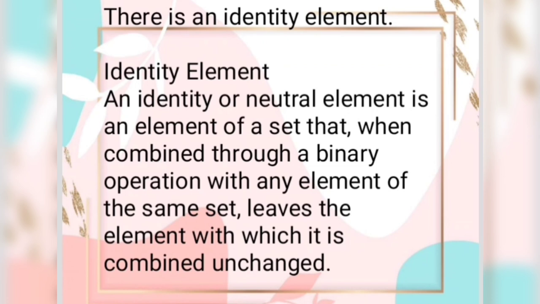There is an identity element, means identity element. An identity or neutral element is an element of a set that, when combined through a binary operation with any element of the same set, leaves the element with which it is combined unchanged. There are 4 identity elements: additive identity, subtraction identity, multiplicative identity, and division identity.